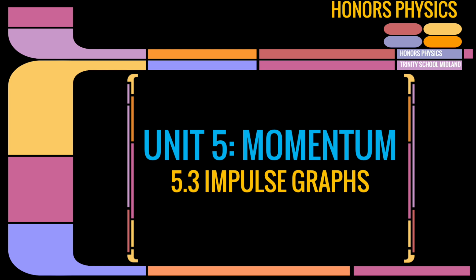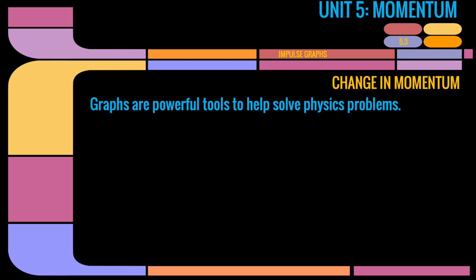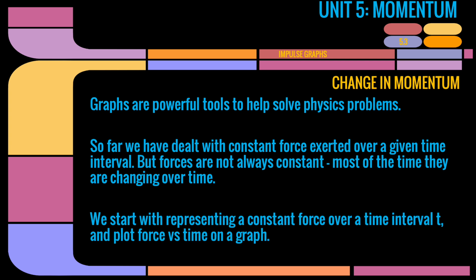And so we're going to look at how to graph the impulse, or change of momentum. Graphs really help us out. They tell us lots of things. We can tell lots of information by looking at a graph. When we're graphing things, we can look at things in a non-constant force. Everything we've been given has been a constant force, but obviously forces aren't always constant. Most of the time they are changing over time.